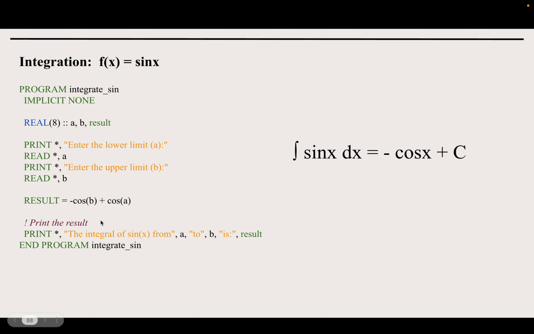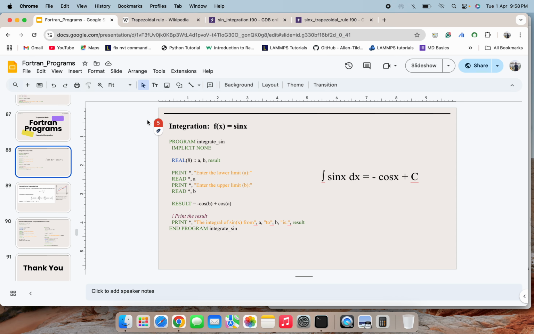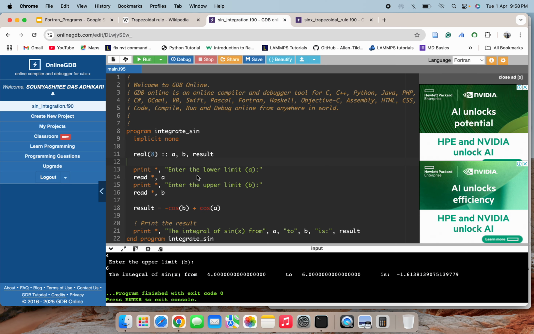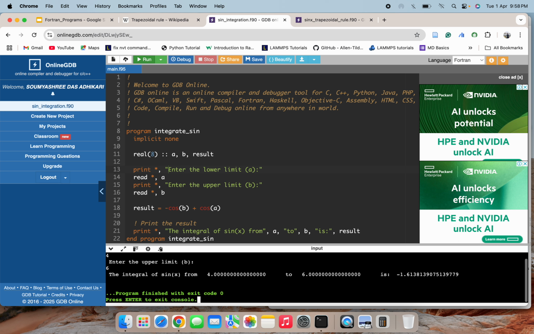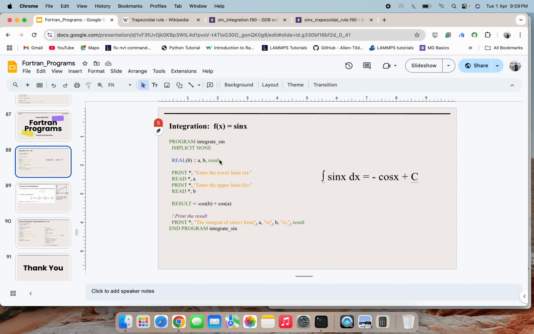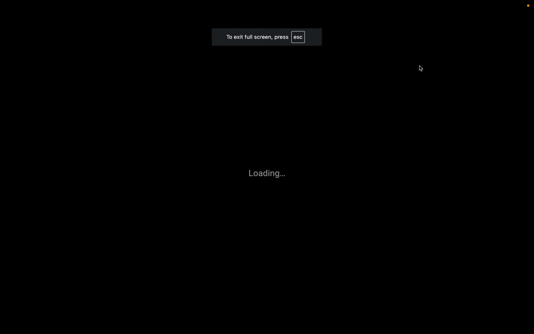Next, I can show you this sin x integration code over here. The same code we have written over here, so I am going to run this now. To give any certain value, suppose I am taking the lower limit as 4 and upper limit as 6, you can take any value. And here what we are getting, the integral of sin x from 4 to 6 is minus 1.61. Okay, so now let's go again to our trapezoidal rule.